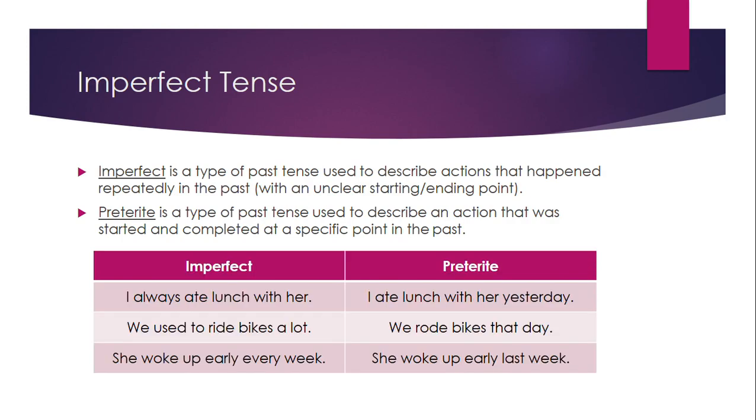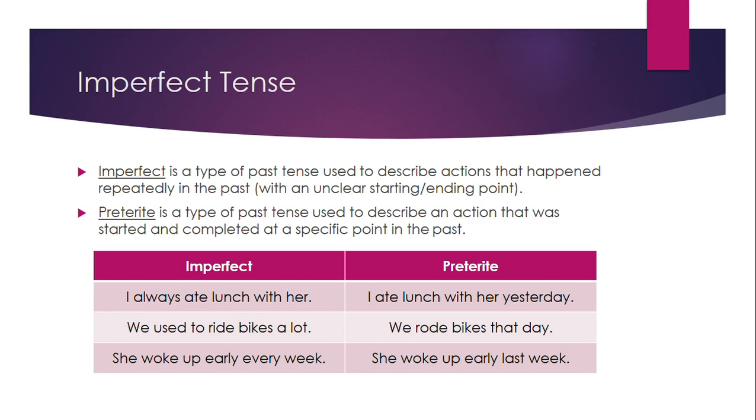Here are some other examples where I'm taking the same verb in a very similar sentence and showing you how they could sound different in the imperfect versus the preterite tense. We're going to go over these sentences again at the end of this presentation. First example, I always ate lunch with her. We know that's in the past tense, it says ate, but we don't know when that started or ended or how many times it happened. It says always, so that tells us, okay, this happened repeatedly, we should be using the imperfect tense.